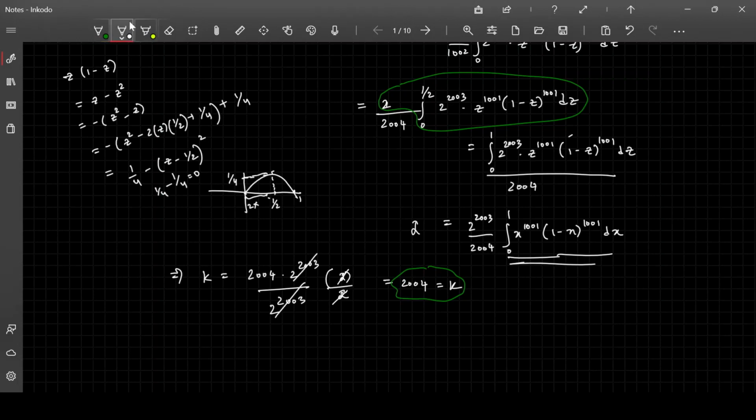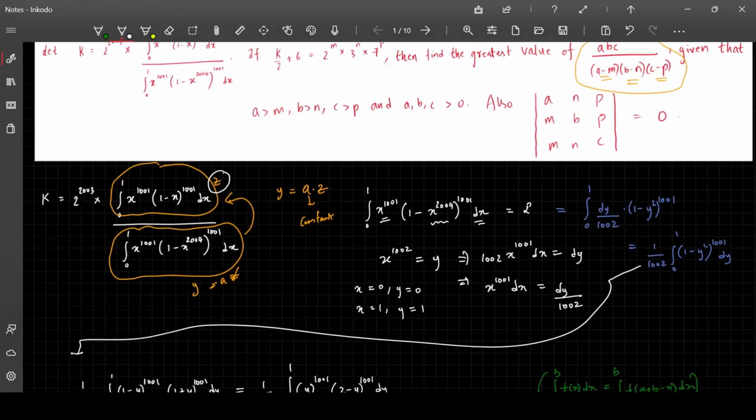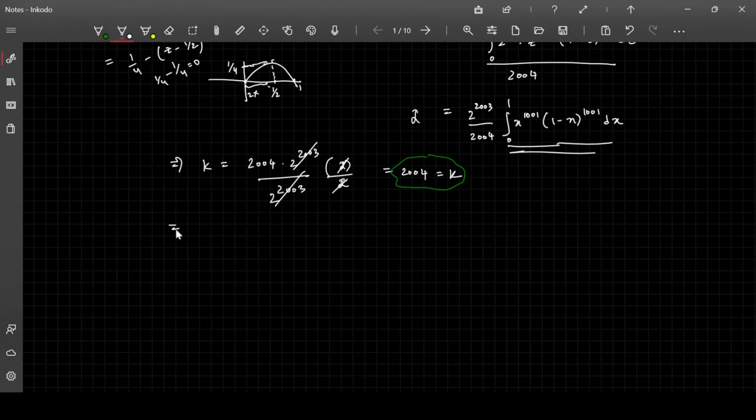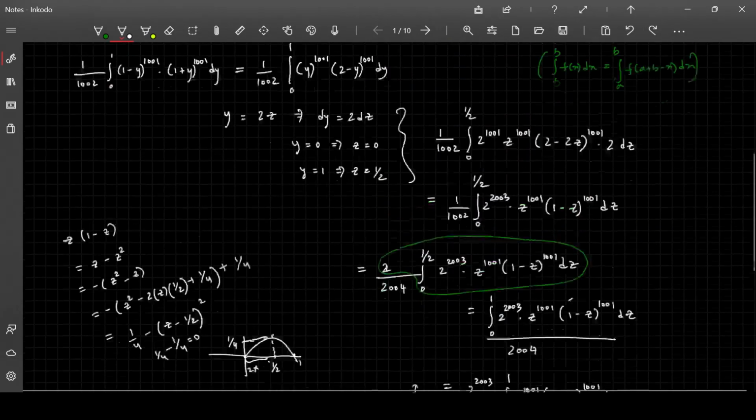Now, as per the question, we need to find the value of k by 2 plus 6. So k by 2 plus 6 is 1002 plus 6, that is 1008, and that is equal to 2 power 4 into 3 square into 7 power 1. Yeah, 16 into 9 into 7. From this we can relate the values of m, n and p: m is equal to 4, n is equal to 2, and p is equal to 1.